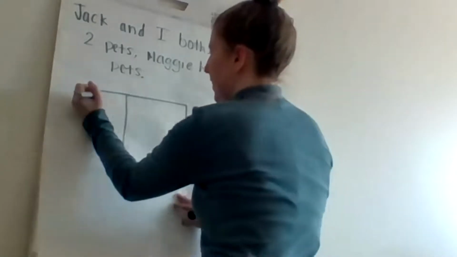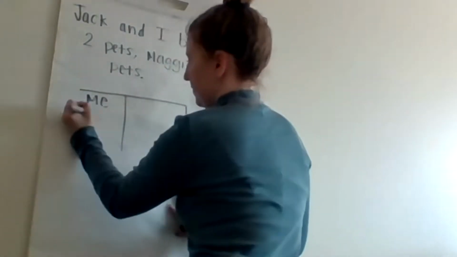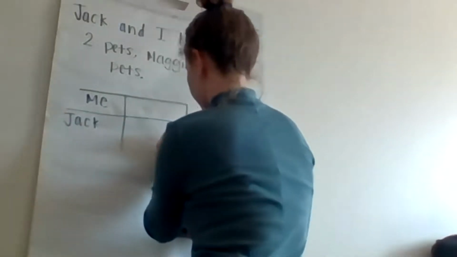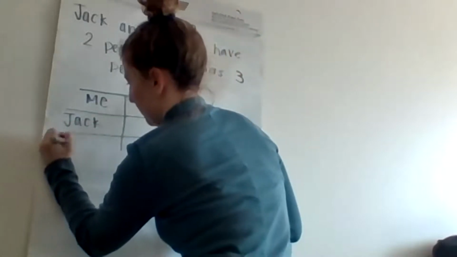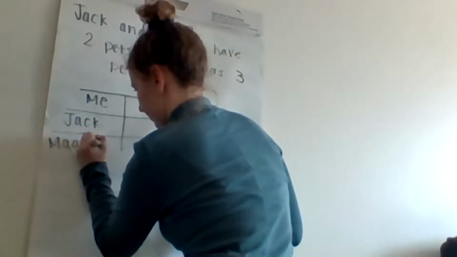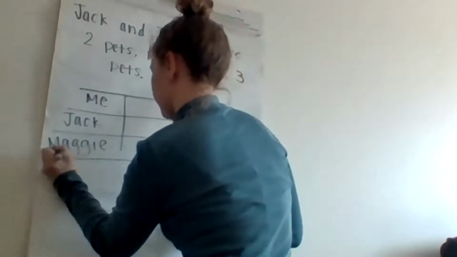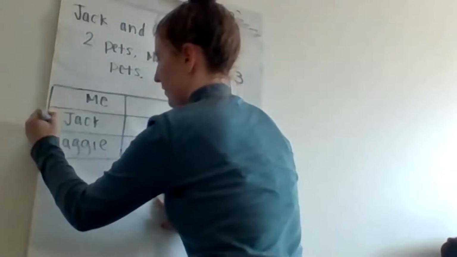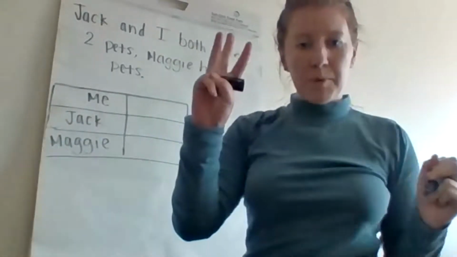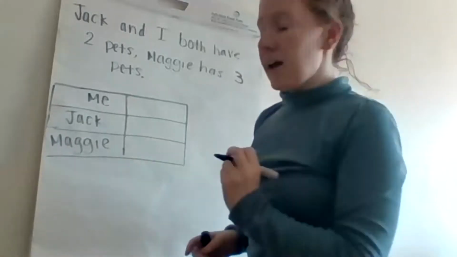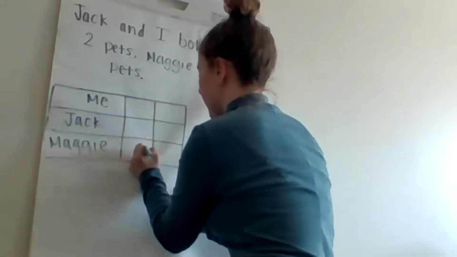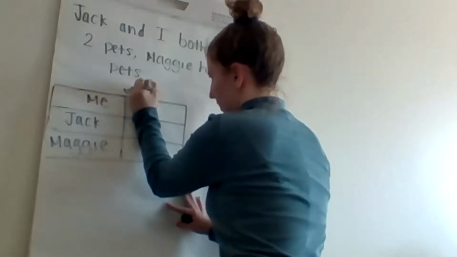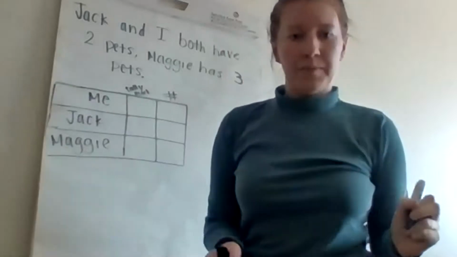I'm gonna put myself at the top, me, and then I'm gonna put Jack, and then I'm gonna put Maggie. All right. Now I have the 3 people in my story all ready to go. And if I'd like to, I could divide this in half and make this tally marks. And this is the number, okay?